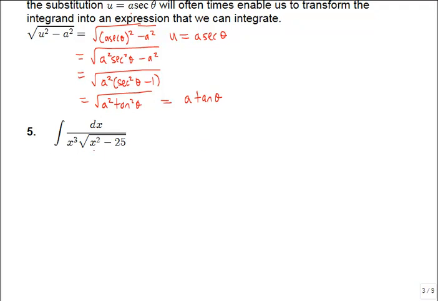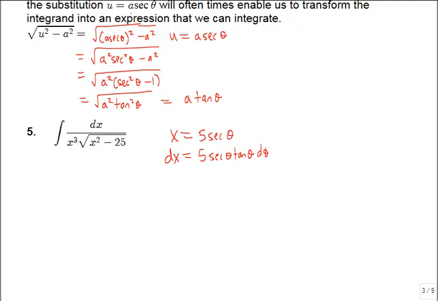Okay? So on example 5 here, we've got that x squared minus 25. So since the variable comes first, we're going to let that variable x equal a secant theta, and my a here would be that square root of 25, so 5 secant theta. Before I substitute in, let's find out what our dx is going to turn into. So dx will be the derivative of 5 secant theta, so that 5 stays there, and the derivative of secant is secant theta times tangent theta d theta.